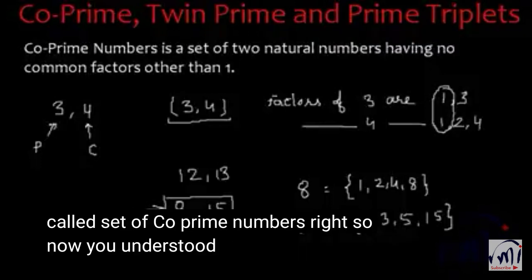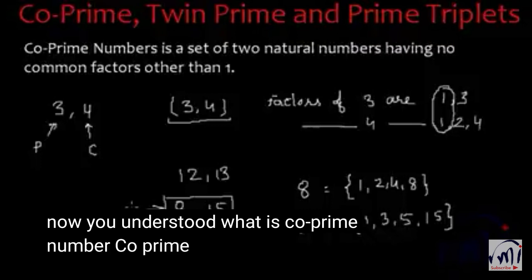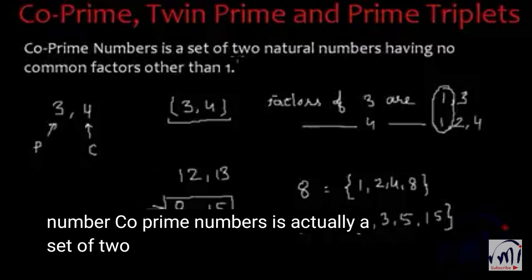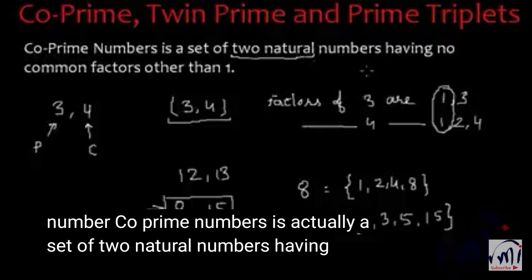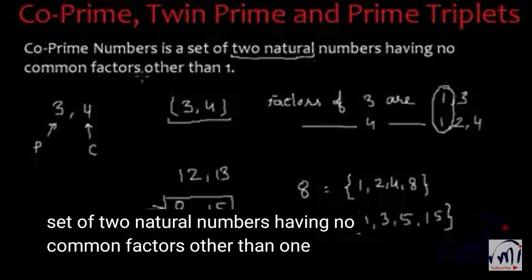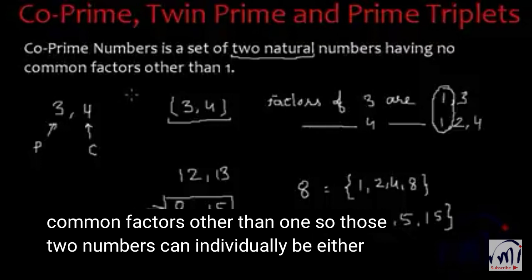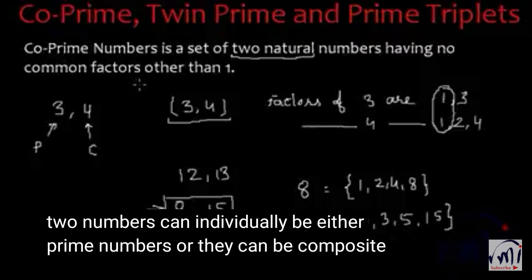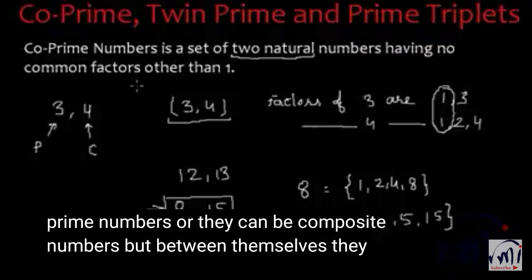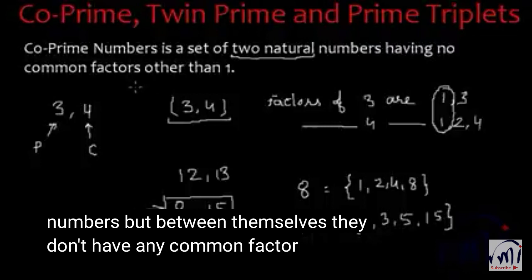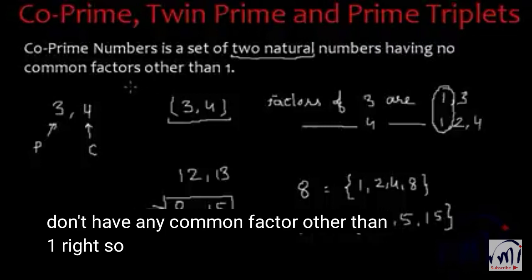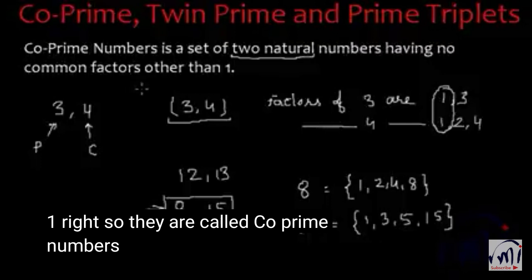So now you understood what a coprime number is. Coprime numbers are a set of two natural numbers having no common factors other than 1. Those two numbers can individually be either prime numbers or composite numbers, but between themselves they don't have any common factor other than 1, right? So they are called coprime numbers.